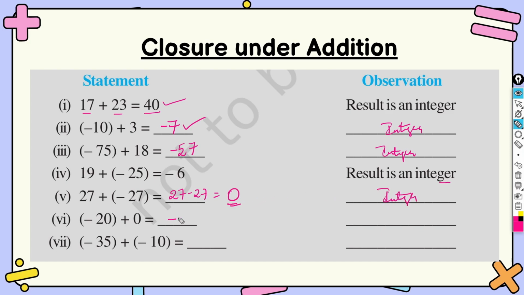Minus 20 plus 0 is minus 20, which is also an integer. Minus 35 plus minus 10 is equal to minus 35 minus 10. So here, since both are minus signs, we should do addition, which is equal to 35 plus 10 is equal to 45. And since both are having negative signs, we should put a negative sign. So minus 45 is also an integer. So addition of all the integers is an integer. So integers follow closure property under addition.